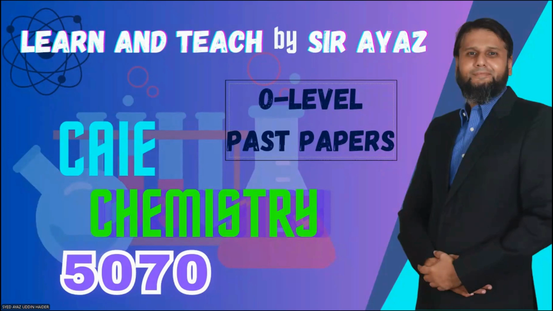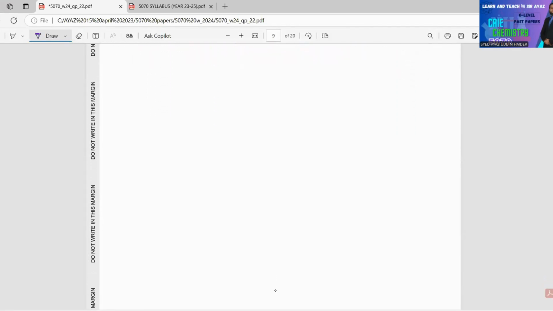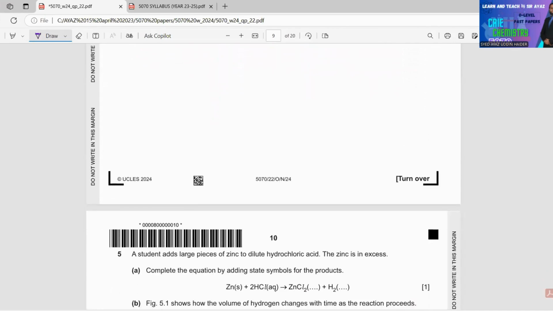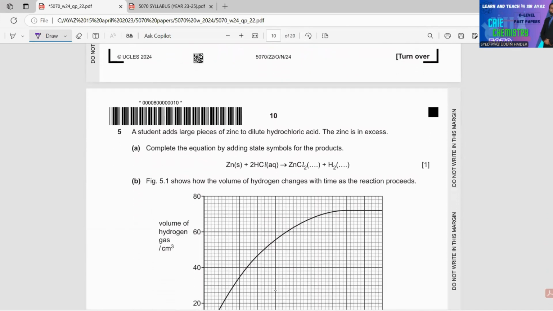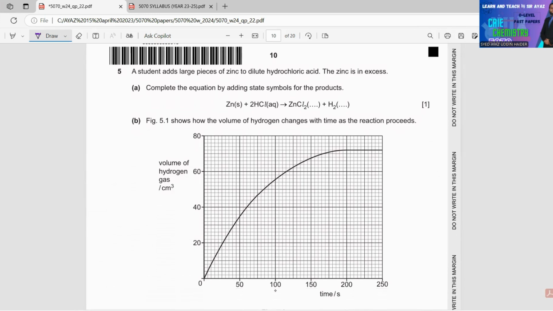So I was doing O-level past papers and I've selected 5070 paper 22, of October, November 2024. I'm done till question number 4, so I will continue from question number 5. Question number 5. A student adds large pieces of zinc to dilute hydrochloric acid.